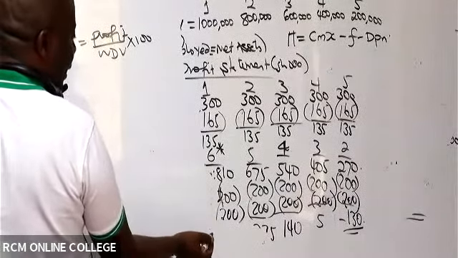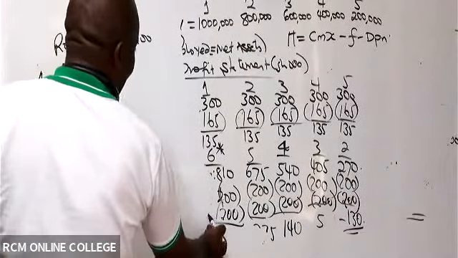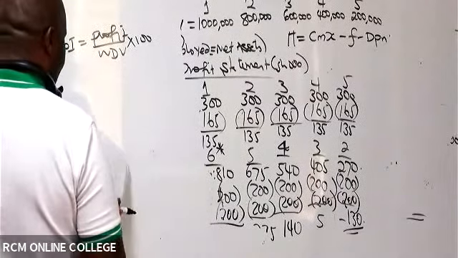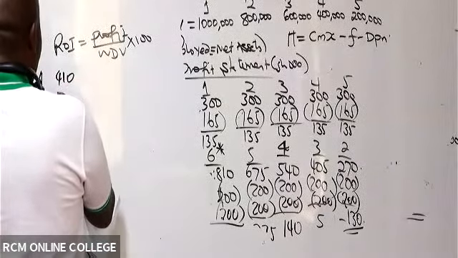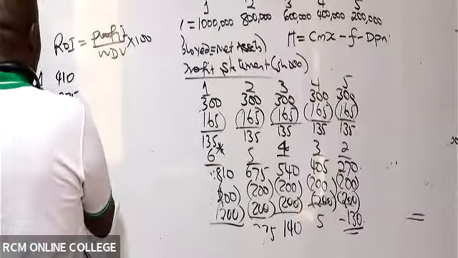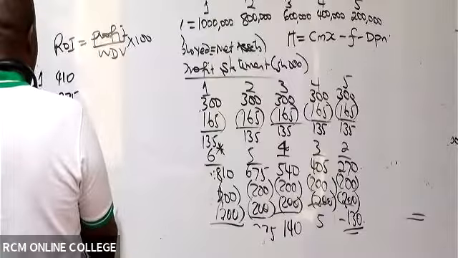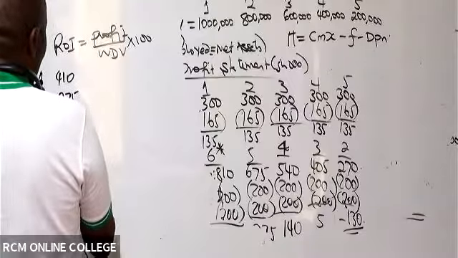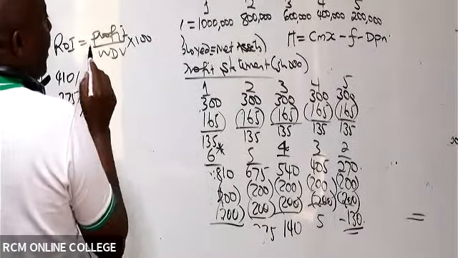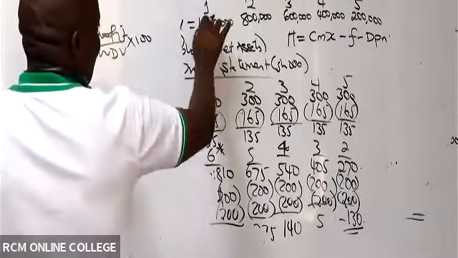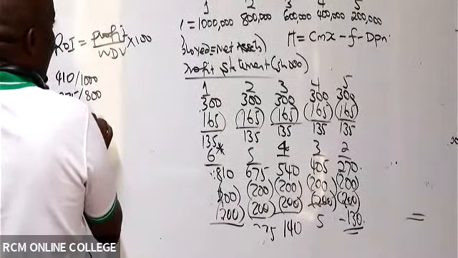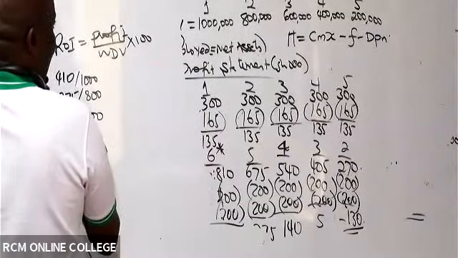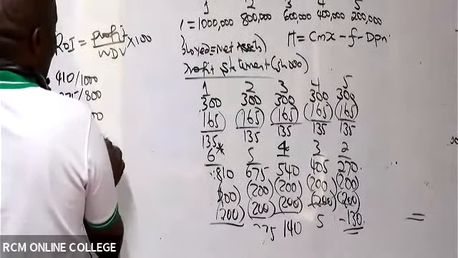The operating profit has been given. The operating profits are 410, then 275, then 140, then 5, then negative 130. You divide these by the beginning written down values in thousands: divide by 1,000, by 800, by 600, by 400, and by 200, times 100.